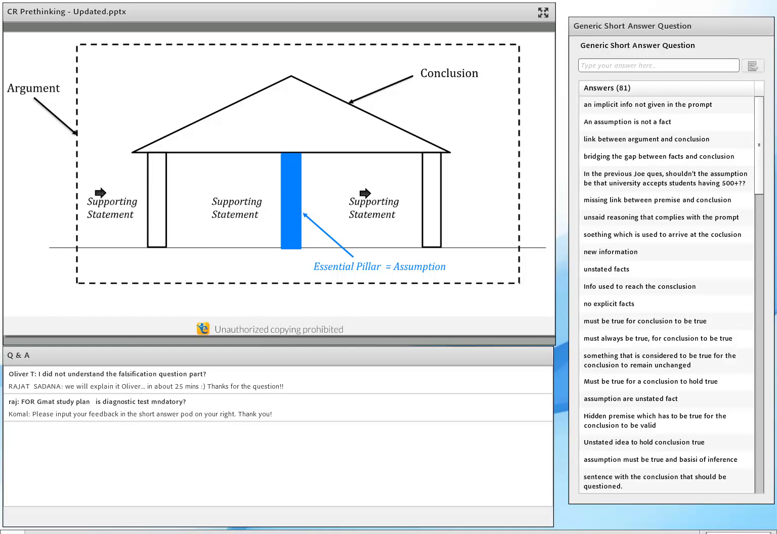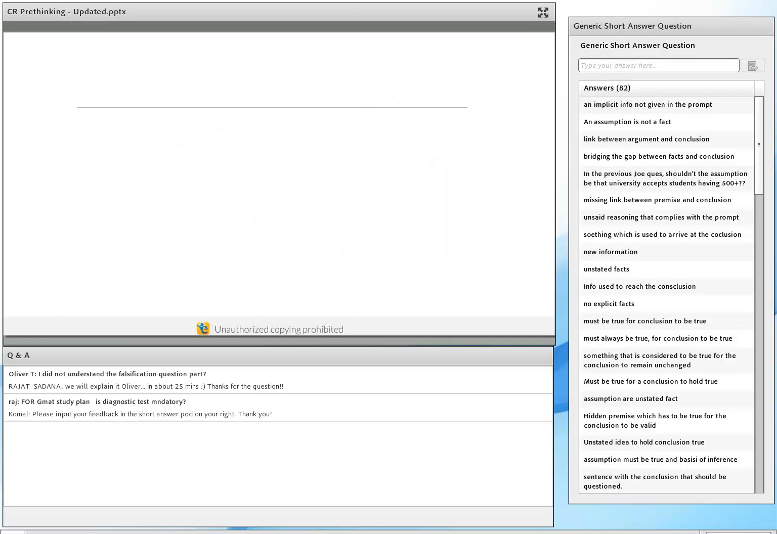Now, some of you are saying that an assumption can be a fact or a claim. It doesn't matter whether it's a fact or a claim. As long as it's that essential pillar, it's an assumption. Some of you have been saying stuff such as missing premise, missing link, and so on and so forth. Every assumption is a missing premise or a missing link, but every missing link is not an assumption. And that's essentially the difference between a strengthener and an assumption. Every assumption is a strengthener, but every strengthener is not an assumption.